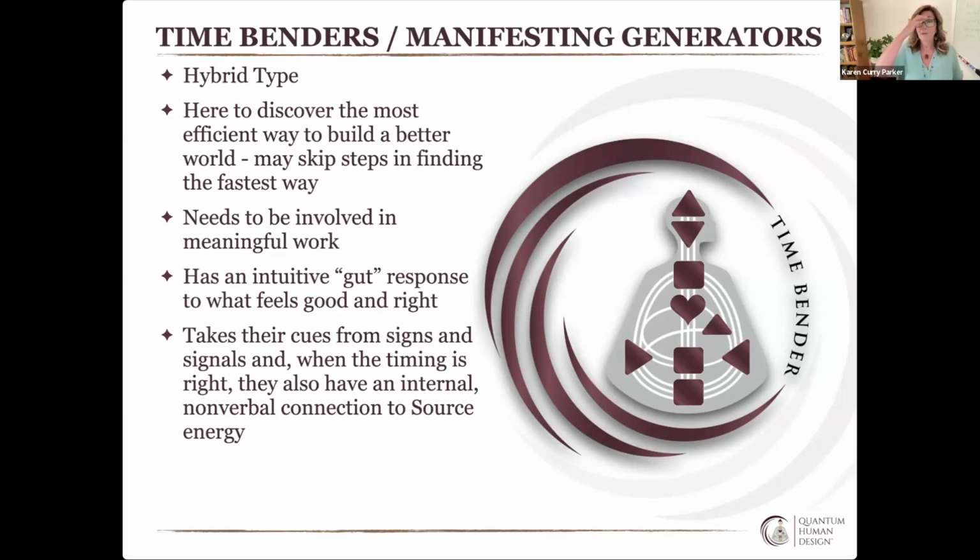But the challenge for the manifesting generator is a little bit different, because not only do they have both of these elements inside of them, that combination of these two elements makes them a little bit of a different type in and of themselves. So the manifesting generator is here to discover the most efficient way to build a better world. And to do that, the most efficient way oftentimes is in skipping steps. You know, a manifesting generator is designed to skip steps.